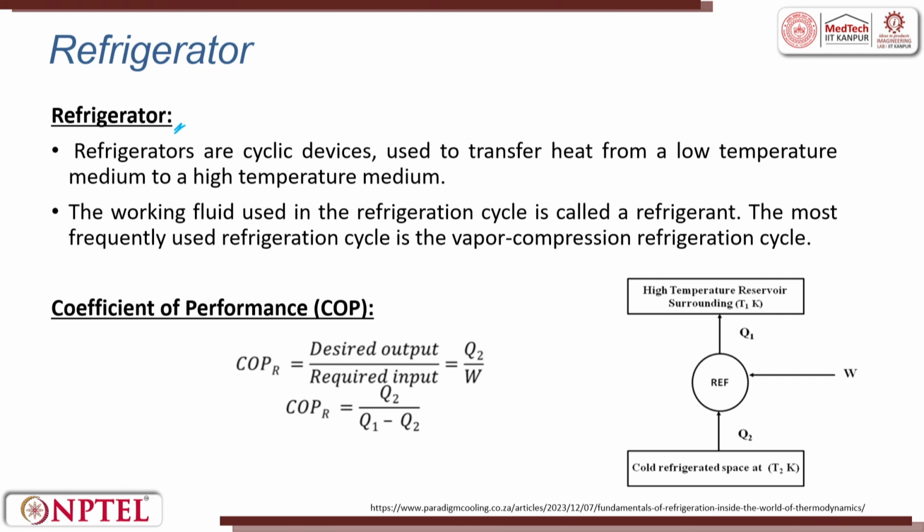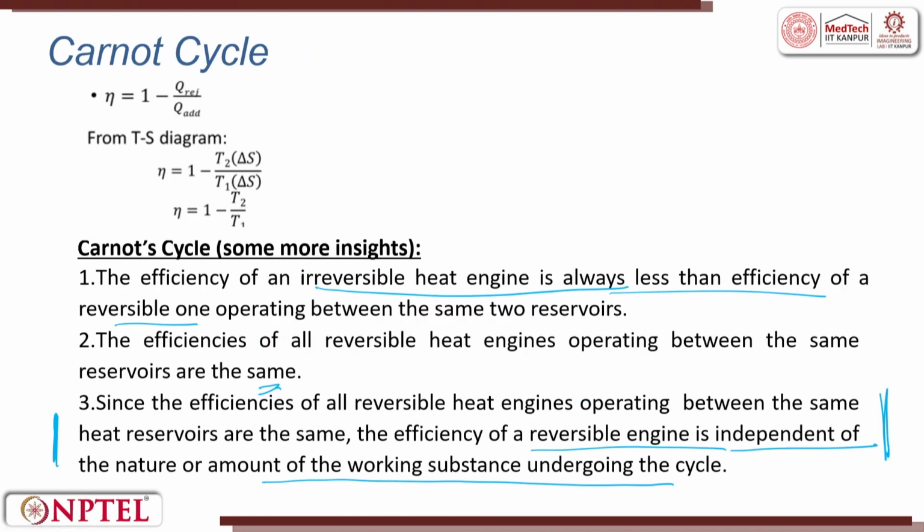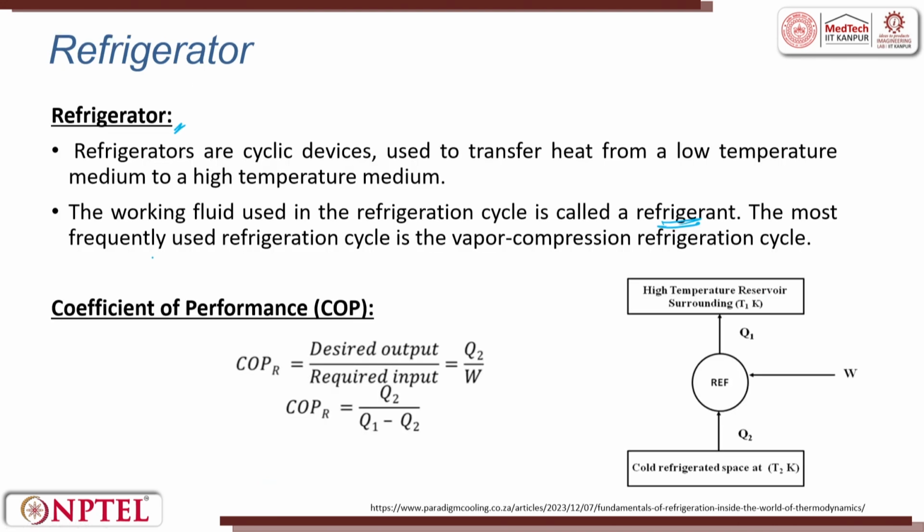Refrigerators are also cyclic devices used to transfer heat from a lower temperature medium to a higher temperature medium. The working fluid used in the refrigeration cycle is called the refrigerant. If you go back, we have said that in a Carnot reversible heat engine operating between the same heat reservoirs, the efficiency of a reversible engine is independent of the nature of the working fluid. The most frequently used refrigeration cycle is the vapor compression refrigeration cycle. We will see this later.